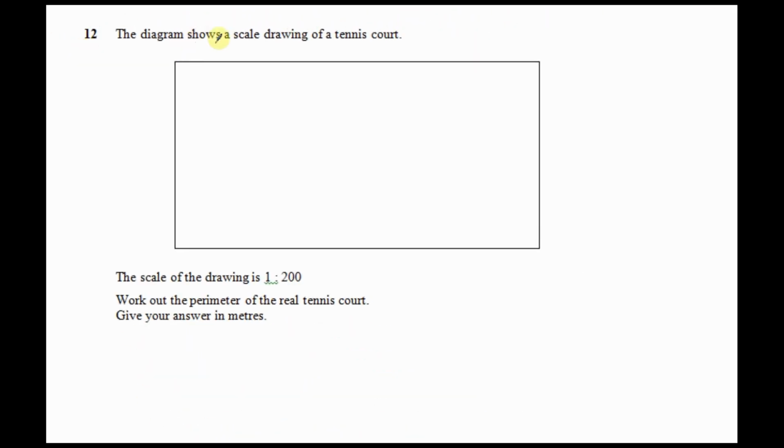Okay, question 12. The diagram shows a scale drawing of a tennis court, and the scale of the drawing is 1 to 200. We need to work out the perimeter of the real tennis court and give our answers in meters. Okay, so first of all you need to get a ruler out and measure these lengths. This length here you should measure as 11.5 centimeters, and the length upwards should be around 5.8 centimeters. Okay, and once you know that, to work out the perimeter you would need to add all 4 lengths together.